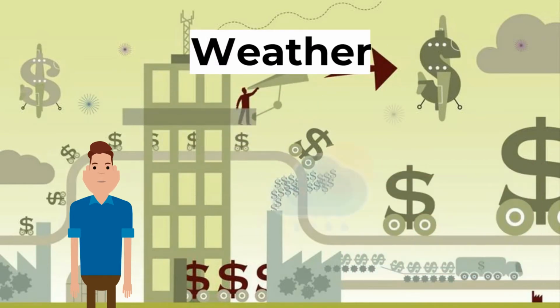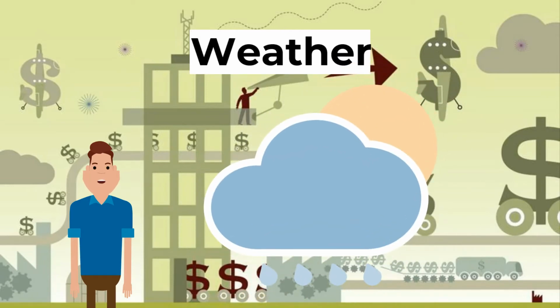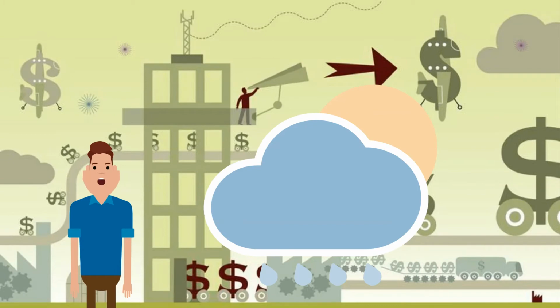For some goods, particularly agricultural goods, the supply is dependent on weather. For example, if the weather is good, more wheat will be produced, so the curve will shift to the right. If the weather is bad, the producers won't be able to supply as much wheat, and so it will shift to the left.